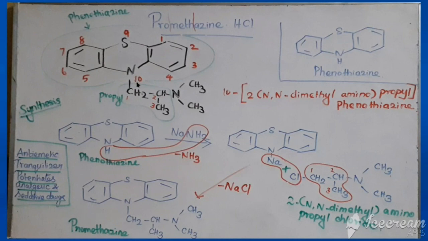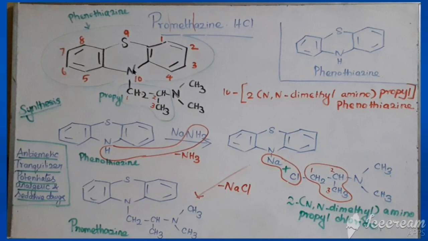With the 10th position, what is attached? CH2, CH, CH3, N, CH3 twice. So this is called as the phenothiazine. In the 10th position we are having, this is called dimethylamino, 3 carbon, so propyl. In the second carbon only this nitrogen would be attached. That's why it can be called 10-(2-N,N-dimethylaminopropyl)phenothiazine.